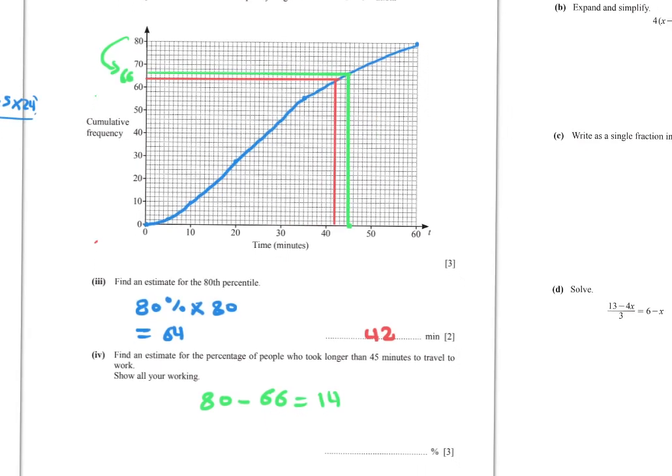Now to find the percentage, 14 over the total, which is 80, times 100 to convert to percent, equals 17.5%. So take care. If I need less than 45, the answer is 66. If I need more than 45, it is 80 minus 66.